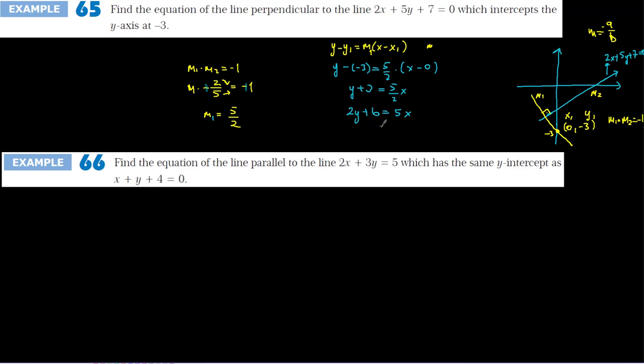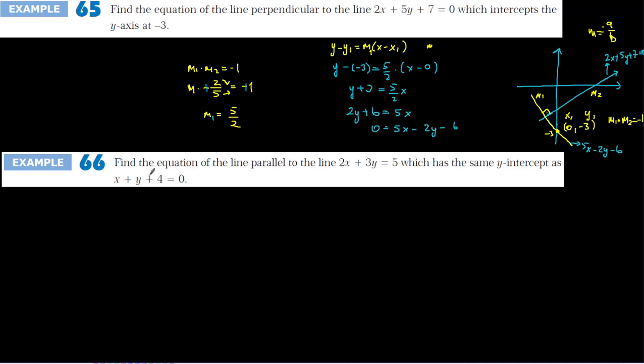Then I will collect all the terms to one side. 0 is equal to 5x minus 2y minus 6, or 5x minus 2y minus 6 is equal to 0 is the perpendicular line equation here. This is 5x minus 2y minus 6 is equal to 0.